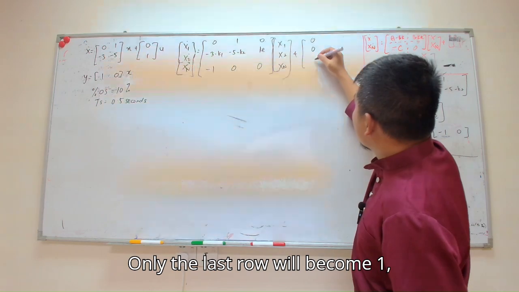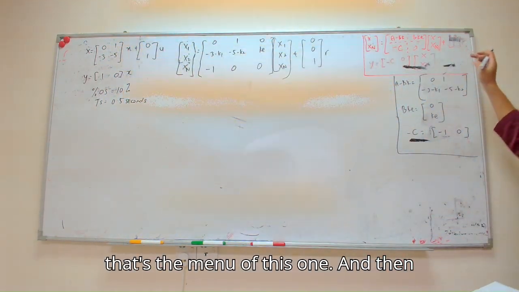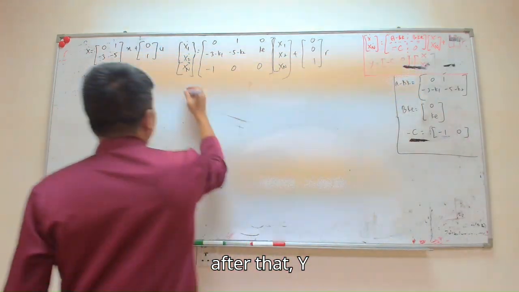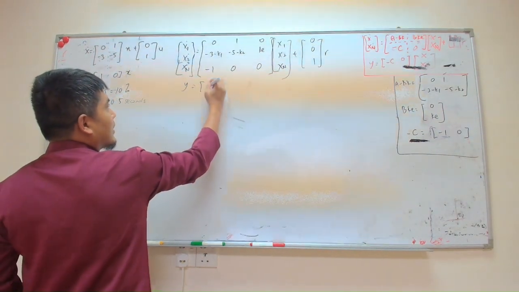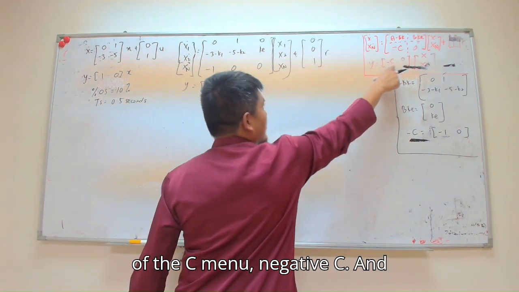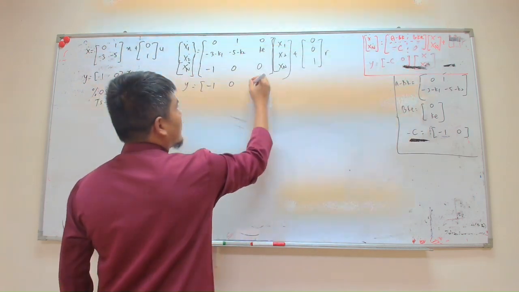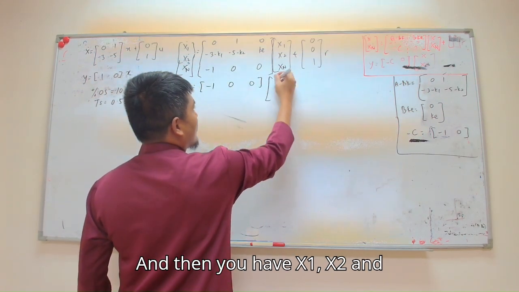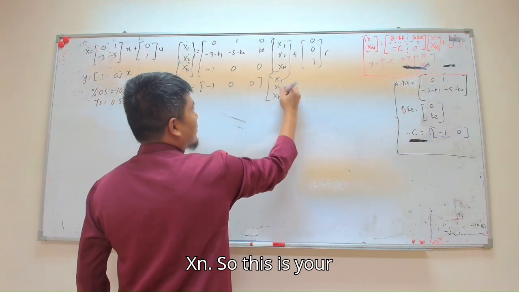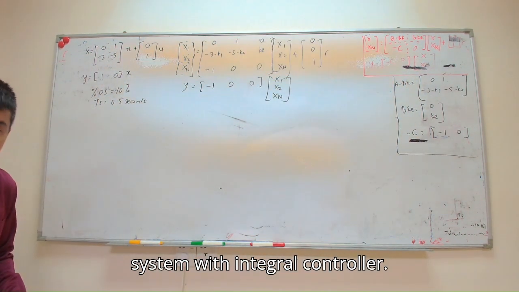Only the last row will become 1. That's the meaning of this one. And then after that, the y is [-c, 0] because of the c value, negative c. And after negative c, you got 0. And then you have x1, x2, and xn. So this is your system with integral controller.